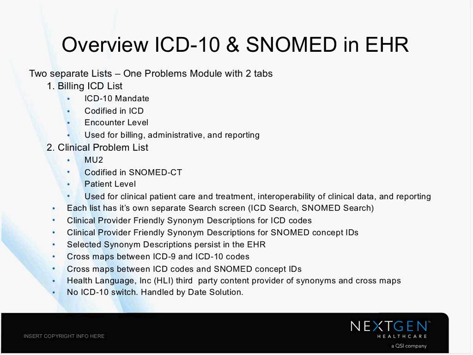Your billing list, your ICD piece of it, is specifically utilized for billing. Your problem list is a meaningful use requirement, meaningful use 2 requirement. It is provided in SNOMED CT. So just from the basic premise of utilizing this, why are you using ICD codes and SNOMED codes? As somebody asked, it's like a duplicate in efforts.